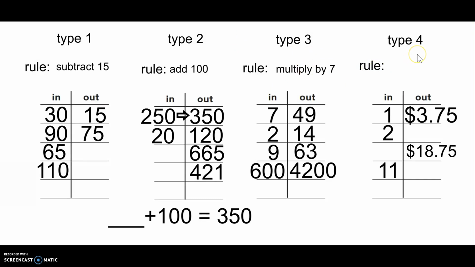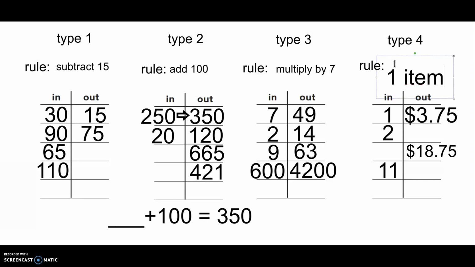Now, the fourth type of puzzle is the trickiest because I'm missing my rule, I'm missing some outputs, and I'm missing an input. So I have to change the kind of thinking that I'm doing and really pay attention. First, I need to figure out the rule. So 1 goes in and $3.75 comes out. So my rule must be about what something costs.